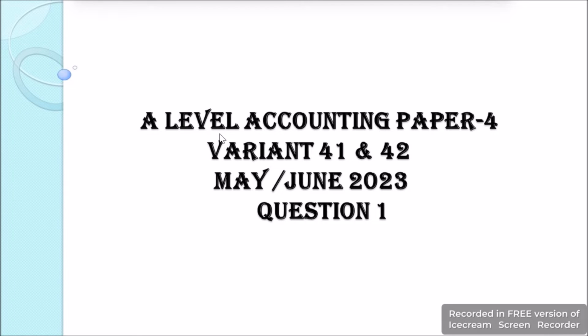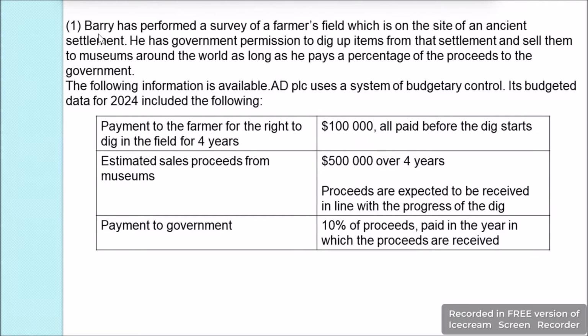In this video, we are going to do a question from paper 4, variant 41 and 42. Both are the same, May-June 2023, question 1. The question states that Barry has performed a survey of a farmer's field which is on the site of an ancient settlement. He has government permission to dig up items from that settlement and sell them to museums around the world, as long as he pays a percentage of proceeds to the government.